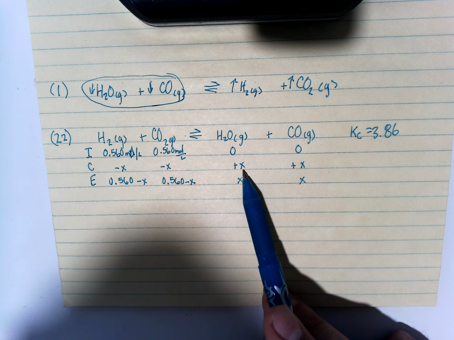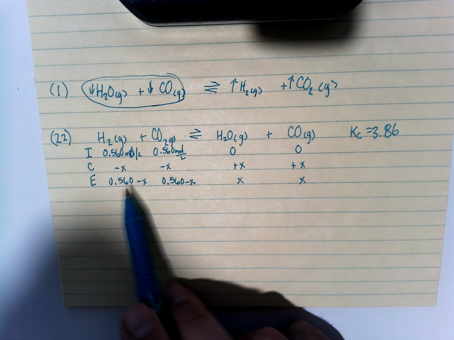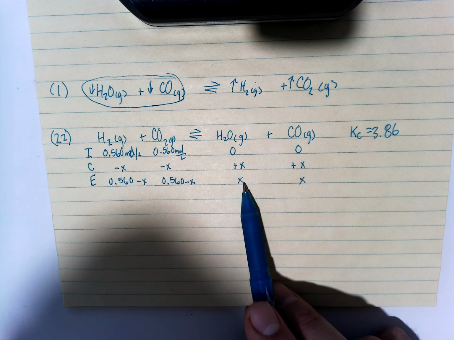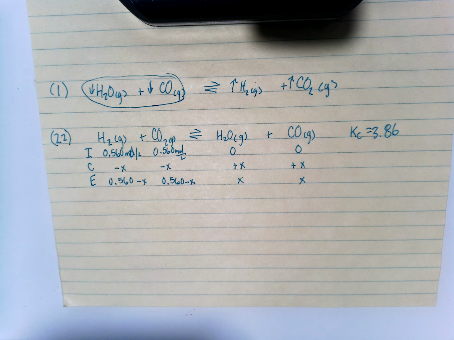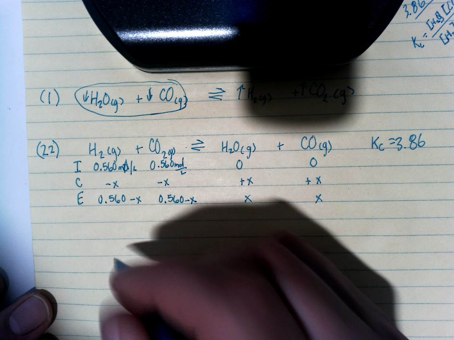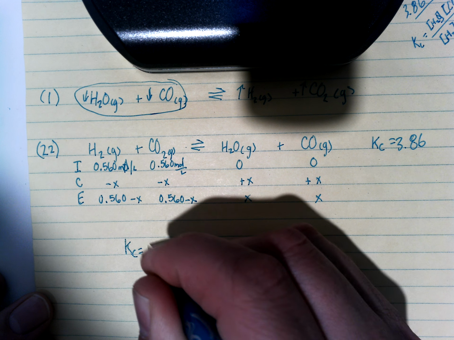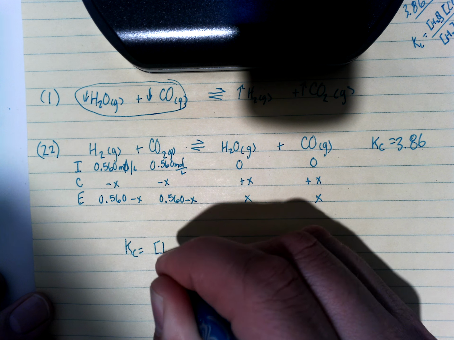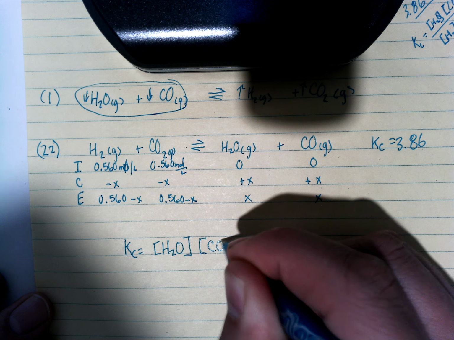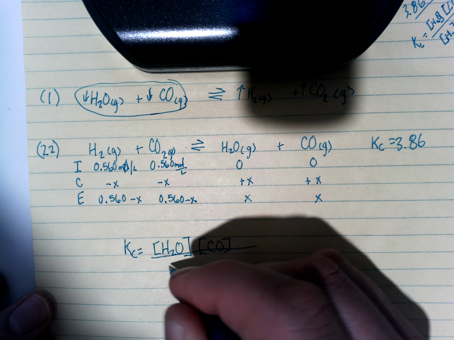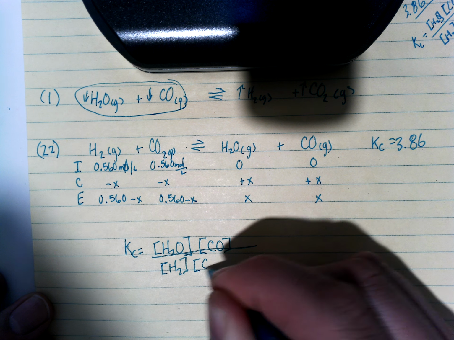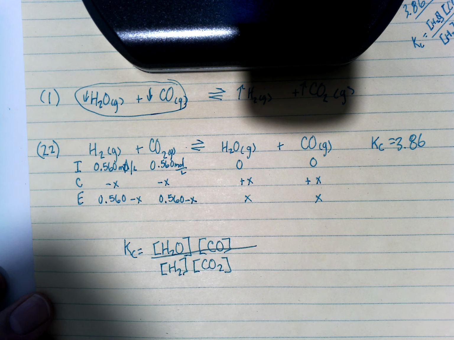Because one is the coefficient, we have minus x, plus x, plus x. Then we'll get this number minus x, and then x here. Next we'll set up our equilibrium equation. So Kc is equal to the concentration of H2O times the concentration of CO, divided by the concentration of hydrogen times the concentration of carbon dioxide.